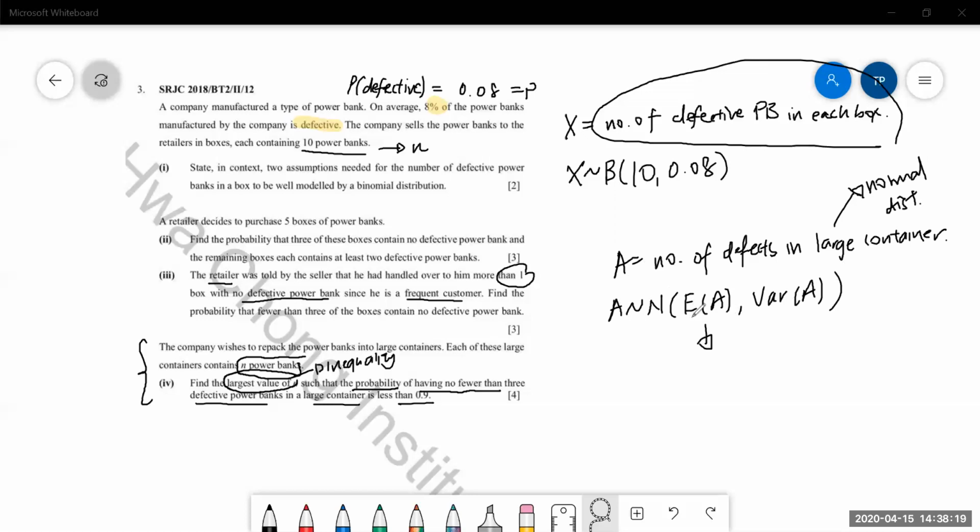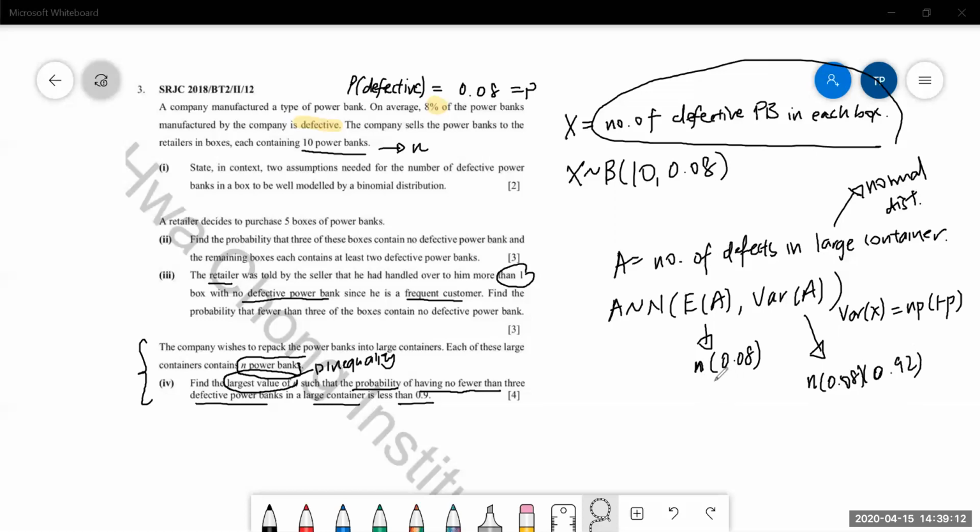Expectation of A will be N times the probability of having a defect, P, which is 0.08, because the probability of a power bank being defective is 0.08. Variance of A will be N times 0.08 times 0.92, because the variance follows the formula NP(1 minus P). Sorry, I wrote the wrong number, but it's correct: 1 minus 0.08 is 0.92.